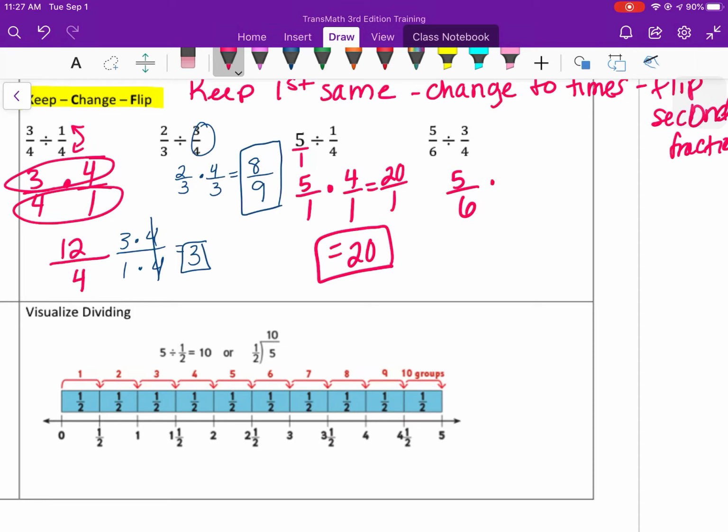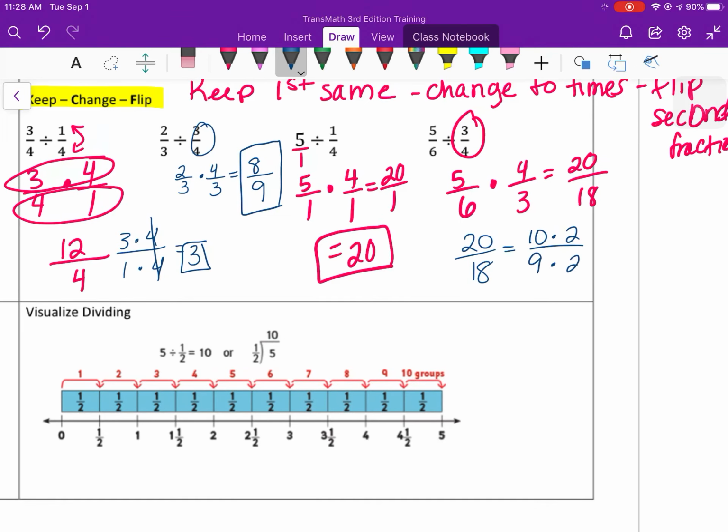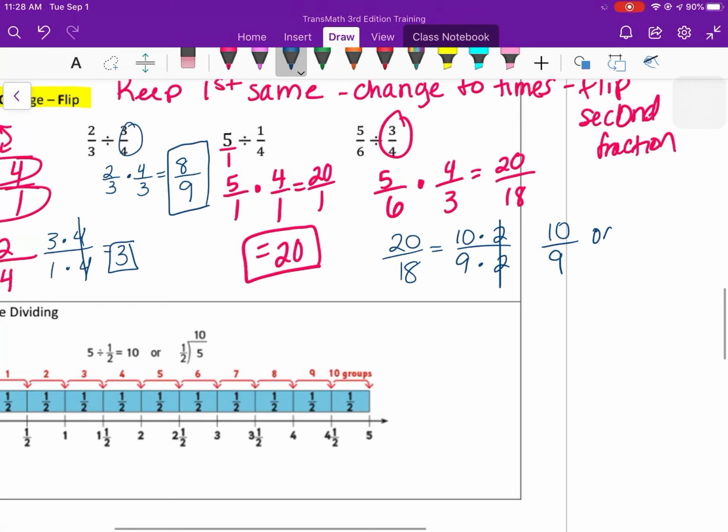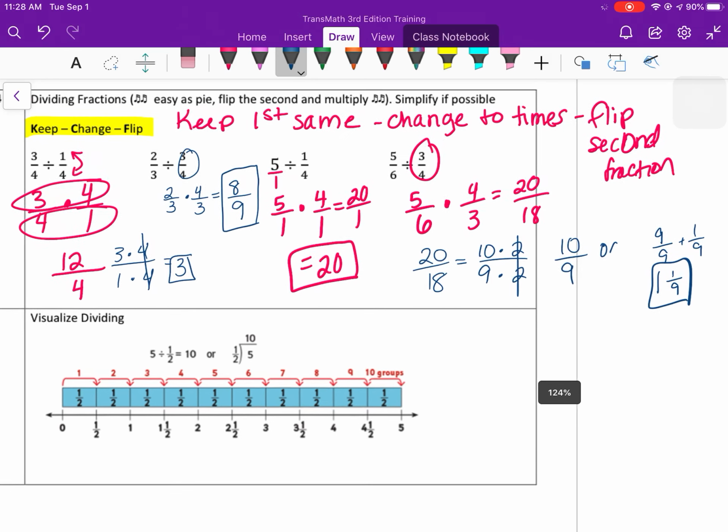One more, 5/6. Keep the first one the same, change it to multiply, flip the second. 5 times 4 is 20, 6 times 3 is 18. Now 20 and 18 can be simplified. So let's see, we could go by 2's, so 10 times 2, and then 18 is 9 times 2, so I can take out a 2. So it's 10/9. Or, as a mixed number, that's 9/9 plus 1/9, so that's 1 and 1/9.